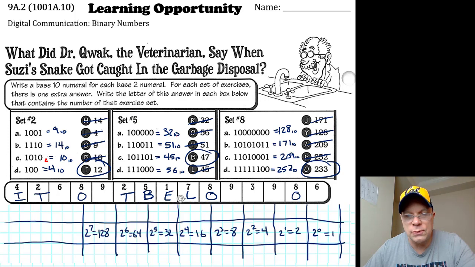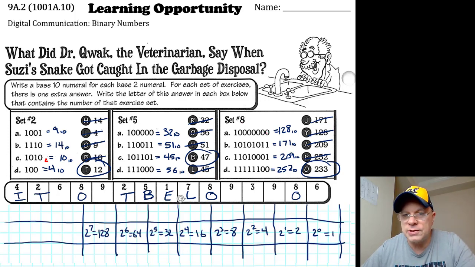5a is 32 in base 10. 5b is 51 in base 10. 5c is 45 as a base 10 number, and 5d is 56 in base 10. And that leaves you with the unused one, which is 47. So I put a b under this 5. It's the only 5.